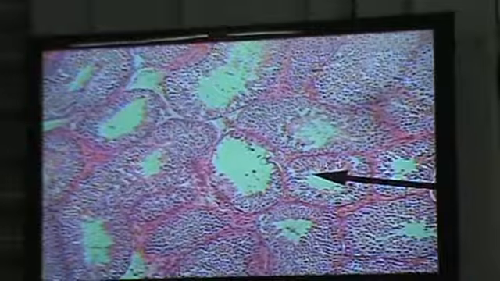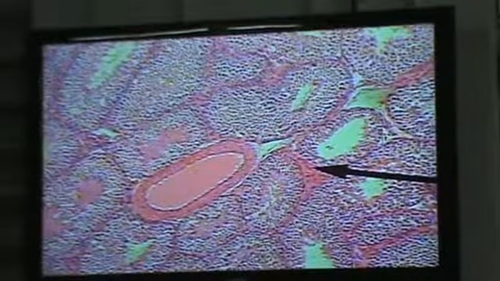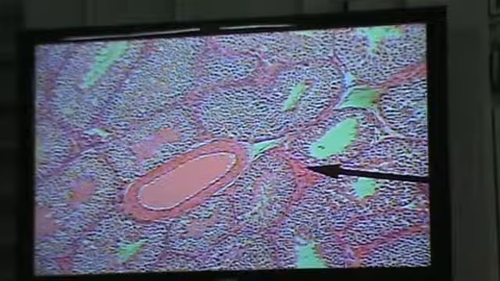Now, we say also it's an endocrine structure because in between there are these what? Cells of Leydig. And the cells of Leydig are for the production of what? The testosterone. So, I'm going to come back to this slide, but we're going to look at another slide, because I want to look at different ones. Okay.